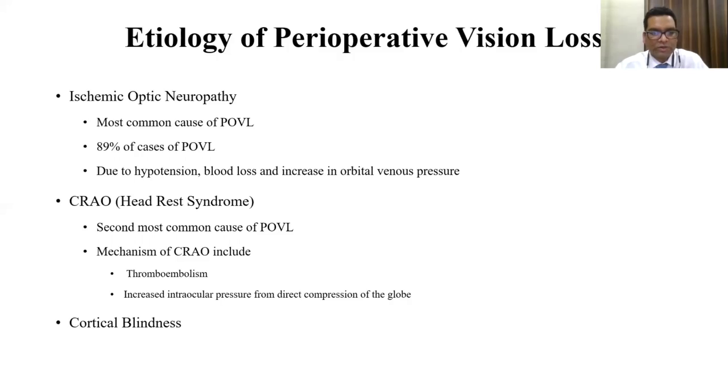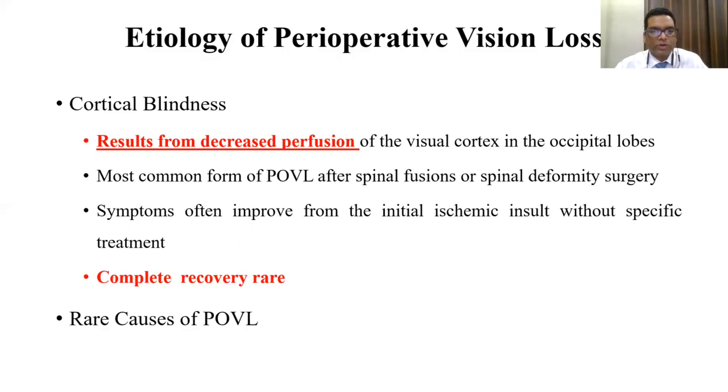The third one is cortical blindness, and there are a few rare causes of visual loss. Cortical blindness results from decrease in the perfusion of the visual cortex in the occipital lobes. It is the most common form of perioperative visual loss after spinal fusions and spinal deformity surgery.